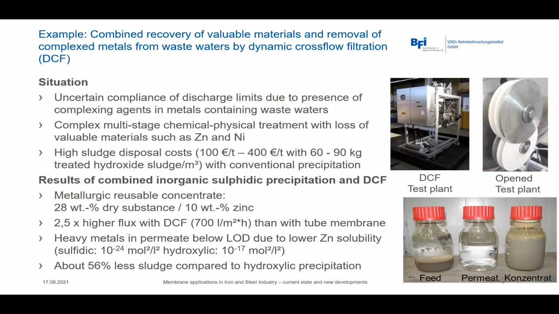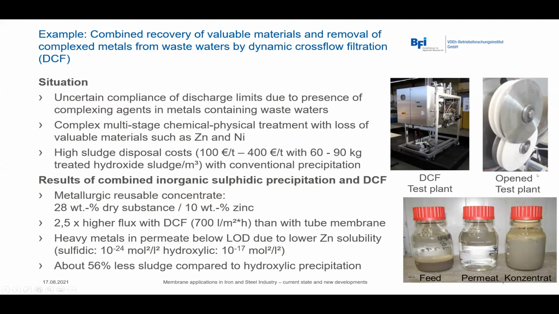We have the problem that sometimes in discharge we have waters with metals containing complexing agents, and that means it's not always possible to fulfill the discharge limits with conventional lime precipitation. Further on, a very voluminous sludge amount occurs, and it's expensive to dispose of. Up to 400 euros per ton has to be paid. So the idea was to reduce the sludge amount, to recover these metals we were losing with the precipitation, like zinc and nickel, and find a good way to realize it.